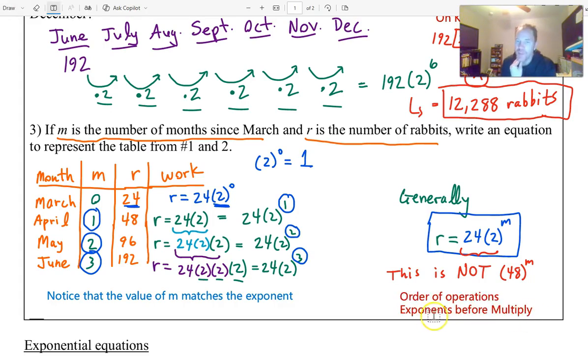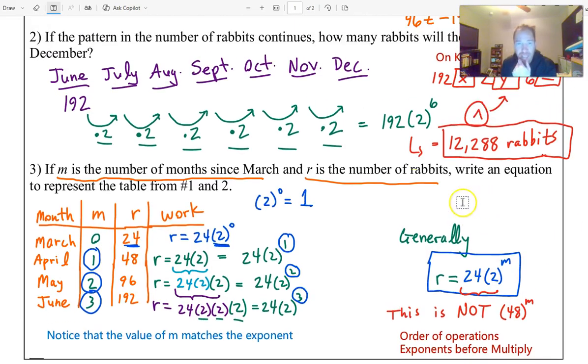Okay, so order of operations, exponents before we multiply. Since I can't perform 2 to the power of m, I don't do anything. I'm done. 24 times 2 to the power of m. That's it. We're done. Okay, and again, you can check that against your values of m in the table. You can even check it against December.